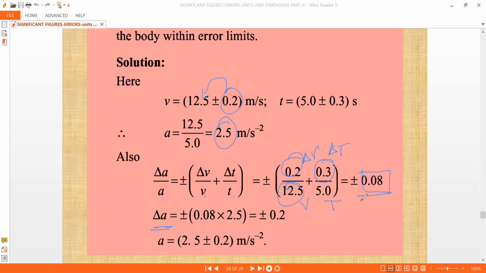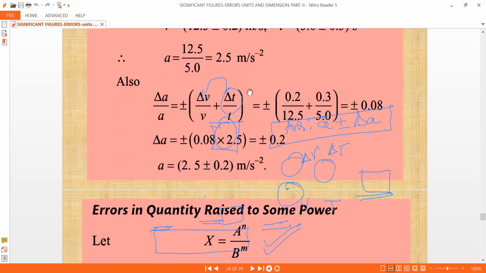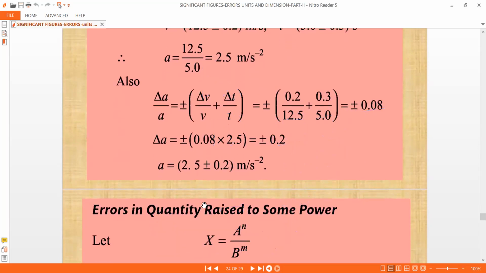And now you get plus or minus 0.08. And now delta A happens to be A into that, and the A value is 2.5, so 2.5 into 0.08. That gives plus or minus 0.02. And then the answer will be A plus or minus delta A. This is how you have to give the answer. And that's what is reported here, 2.5 plus or minus 0.02. I hope this is clear. You can have a look at this, and that is the idea.